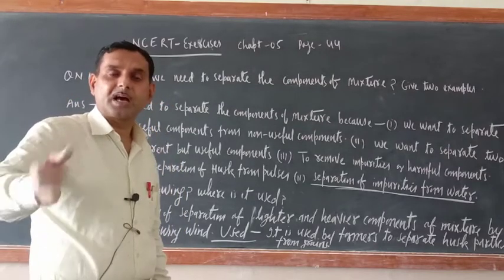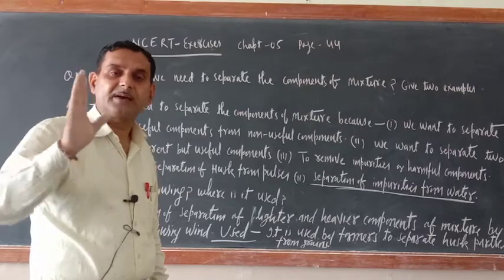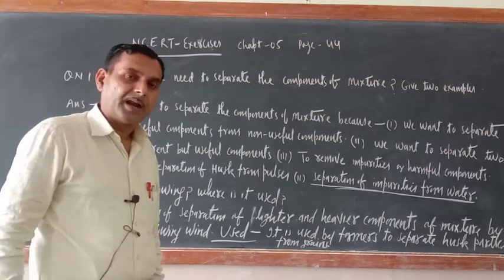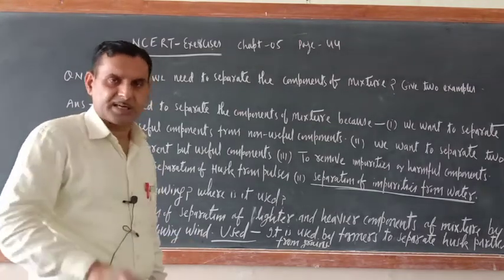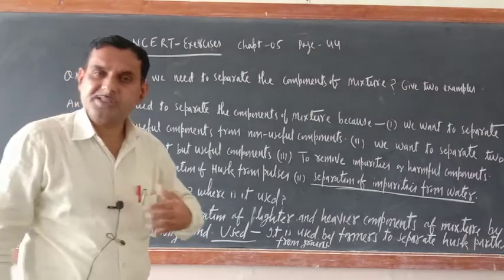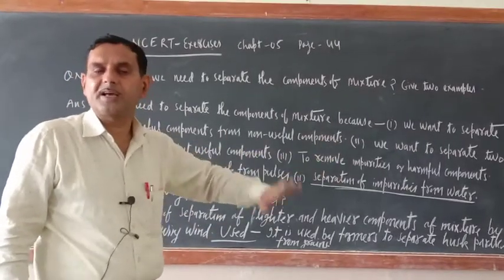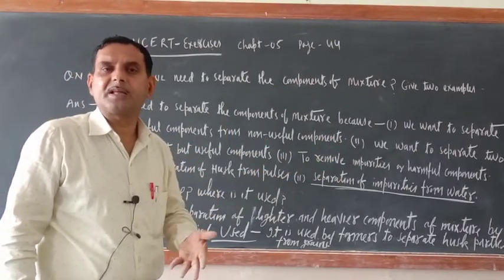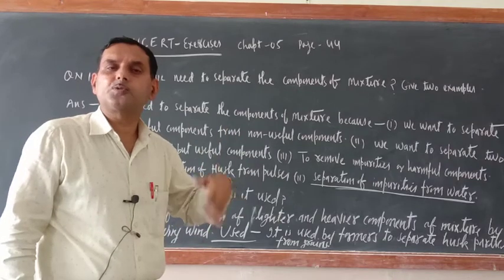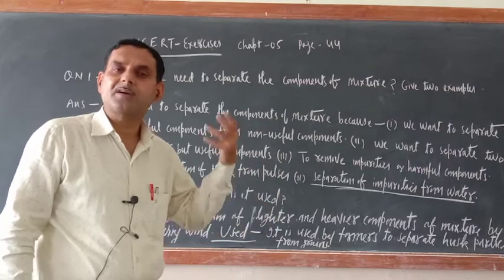Then what would be there? Husk particles will be collected above, and pulses, being heavier, will settle down. Now tilt the apparatus or utensil. Along with the stream of water, husk particles will run away, and pulses will remain there. Just repeat the same process 2-3 times. Now your pulses will be free from husk.